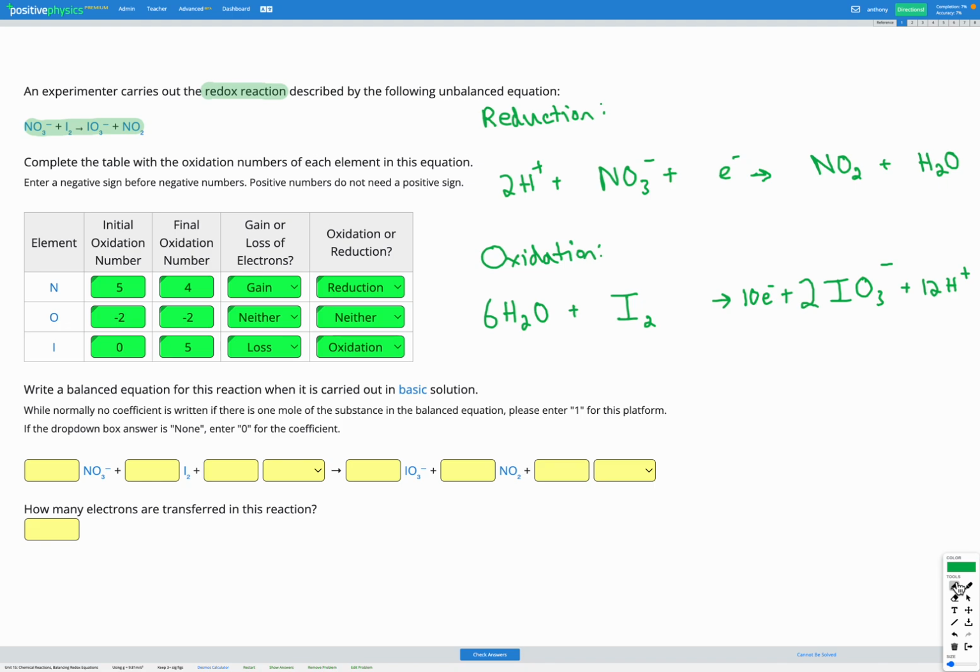But before we do that, we need to make sure the electrons are going to be balanced. So right now, in our top equation, we have 1 electron on the left-hand side. In the bottom equation, the oxidation equation, we have 10 electrons on the right-hand side. So in order to be able to combine these equations, we need the number of electrons to be the same. So I'm going to multiply my entire reduction equation by 10, so that I have 10 electrons on the left-hand side there. So 10 times 2H plus, that gives me 20H plus.